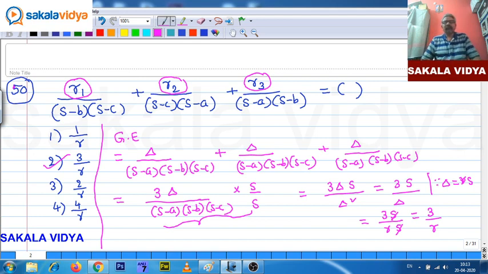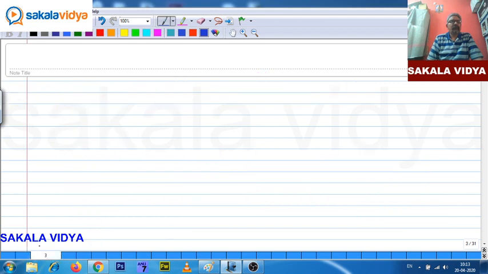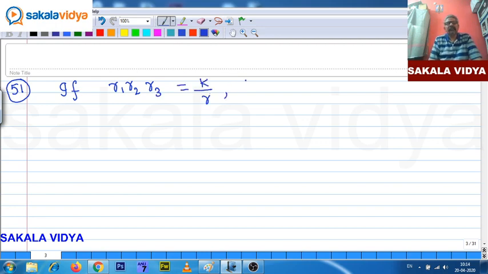Okay, now question 51. If r1, r2, r3 equals k by r, then k equals to: first option r, second option s square, third option delta, fourth option delta square.